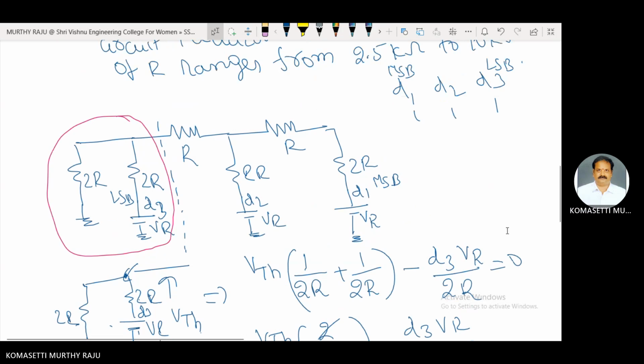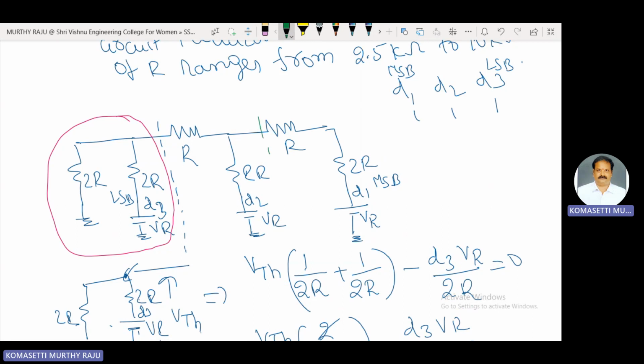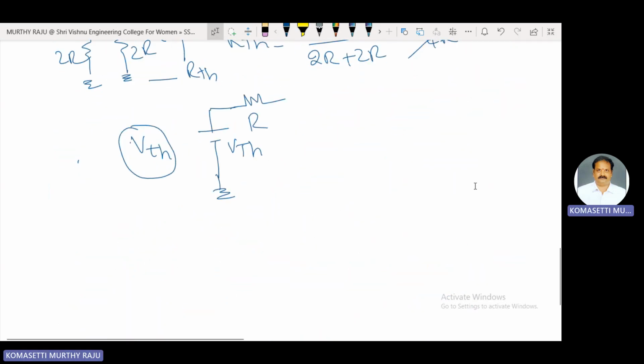Consider this one up to this point. Up to this point here is a VTH in series with some resistance R. Simplified network like that. This simplified network is connected to the remaining portion. Therefore, the circuit, simplified circuit again.